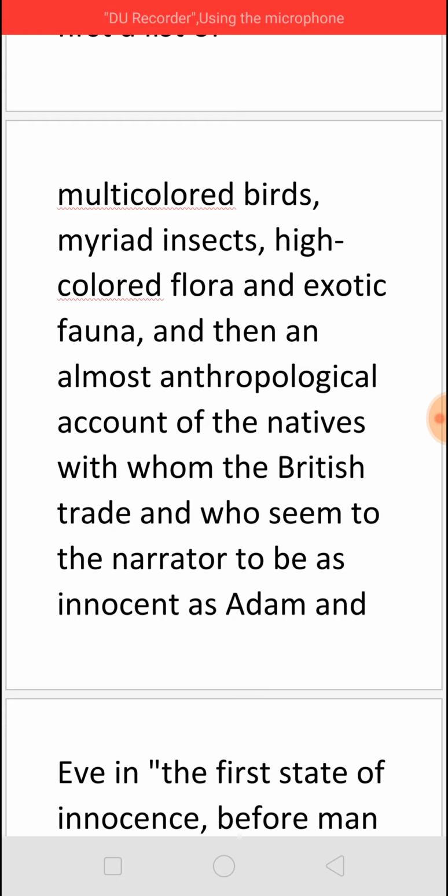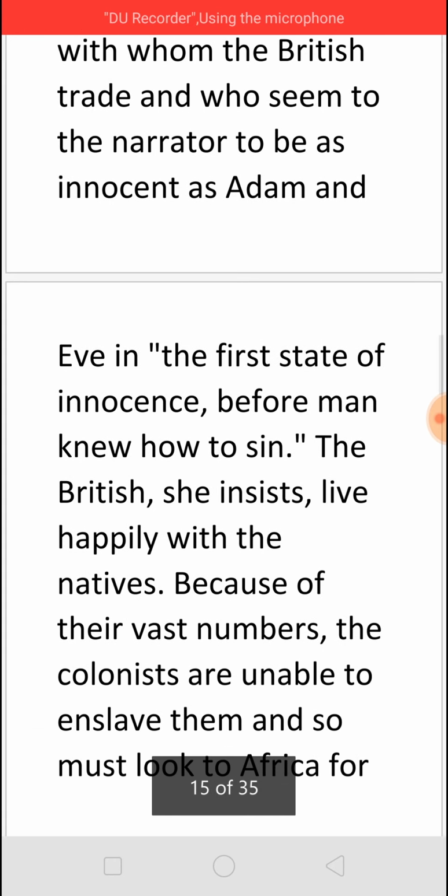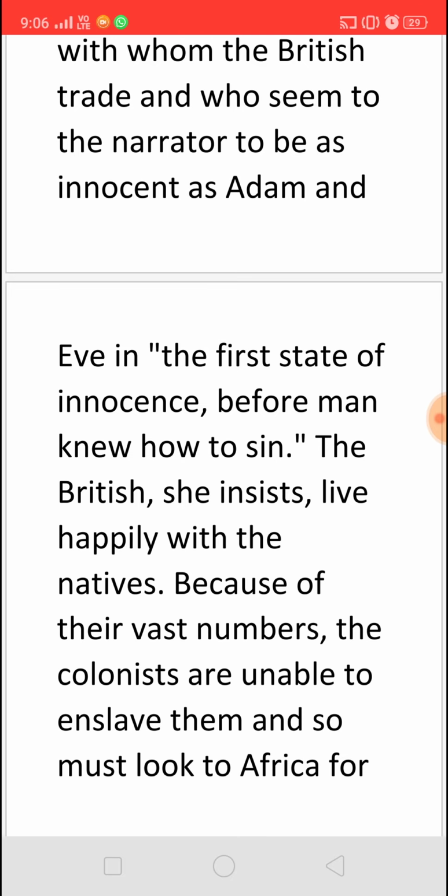And in fact, she says that those natives were so very innocent that you can see Adam and Eve in them. That is the first state of innocence before man knew how to sin. These are the words written by Aphra Behn to describe the natives.